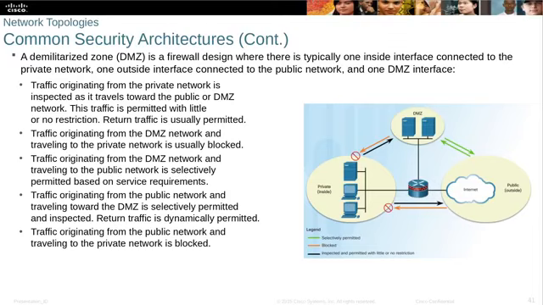Traffic originating in the DMZ network and travelling to the private network would normally be blocked, but traffic originating from the DMZ and travelling to the public network is selectively permitted based on service requirements. So you may locate your servers in the DMZ network.